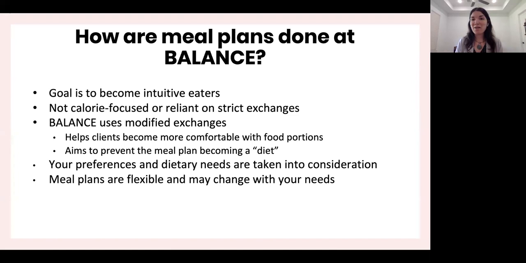The meal plan, again, I've talked about this a lot. Meal plans are flexible, and they may and will likely change as your needs change throughout the recovery process. Obviously, throughout life, our needs change. If you think about it, when you were a kid, your needs are not the same as your needs today. So your needs will change throughout life and throughout your recovery process.